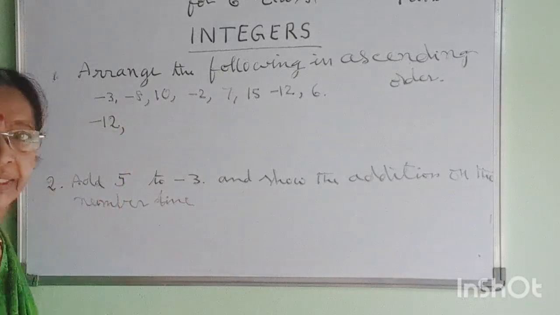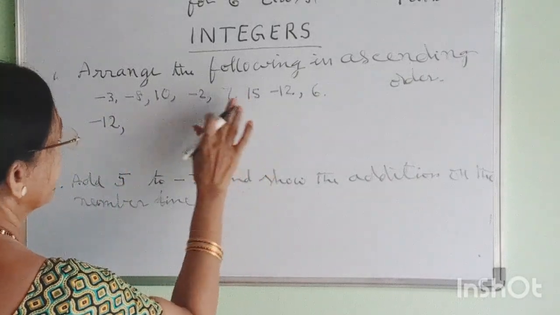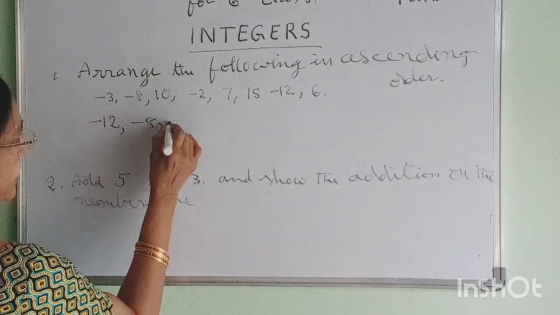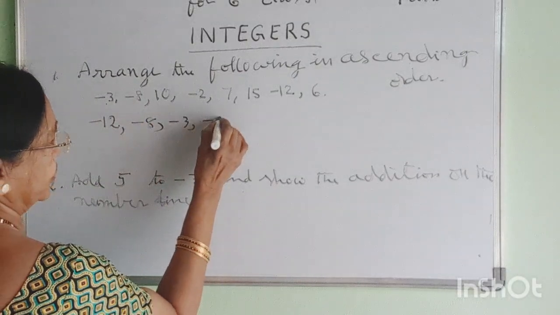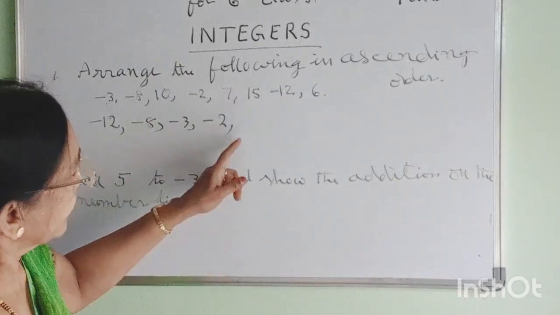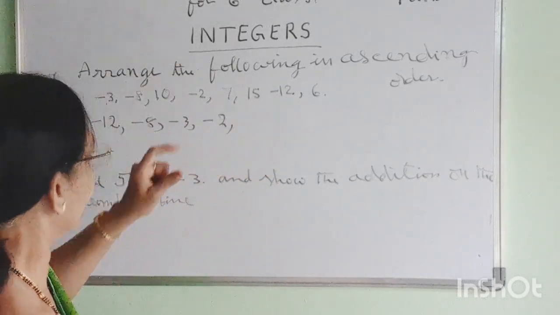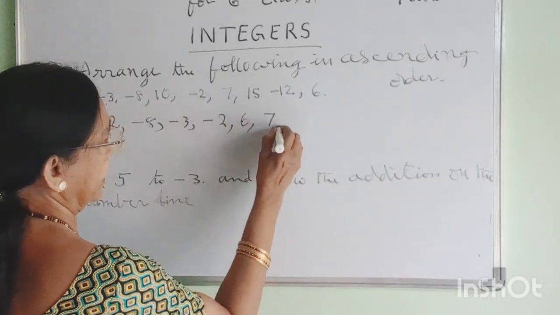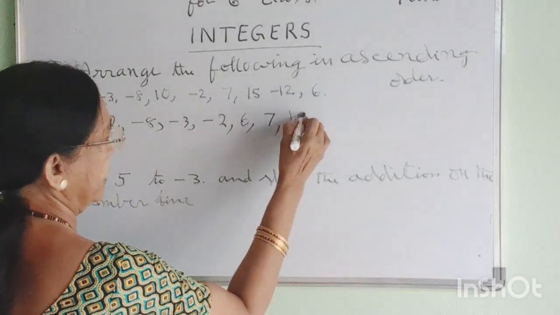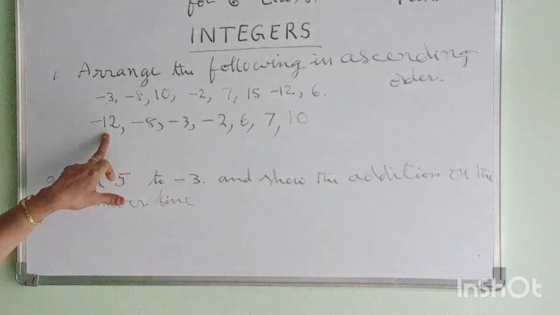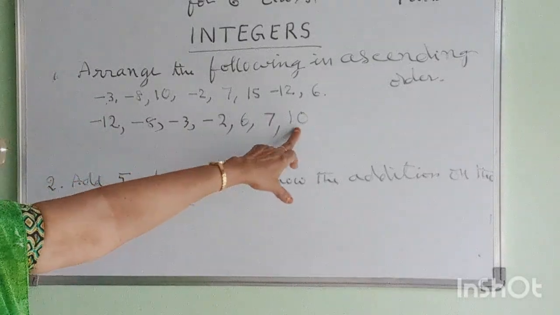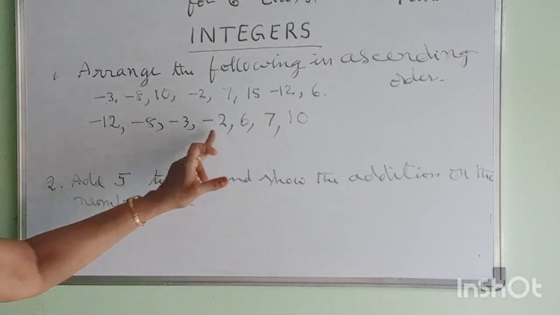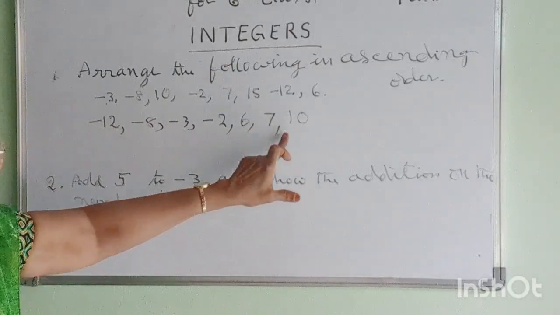So we will write the least number first. Next least number, minus 12, minus 8. Next minus 3. Next minus 2. Next 6, 7, 10. Next greater number 6, next greater number 7, next greater number 10. So the smallest is minus 12 and the greatest is 10. And the order is minus 12, minus 8, minus 3, minus 2, 6, 7, 10.